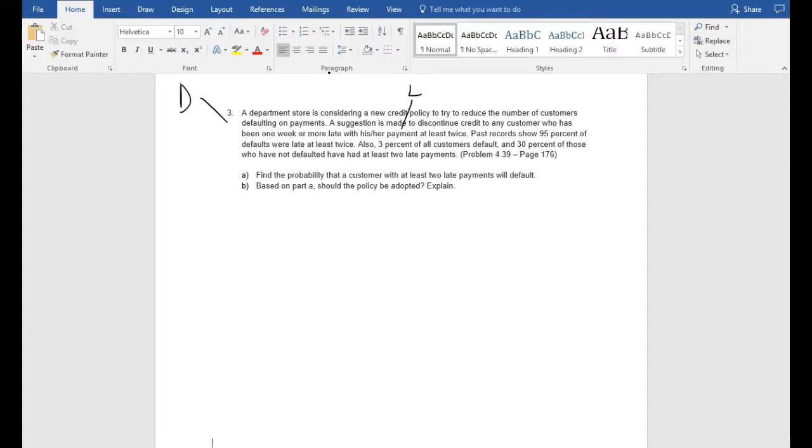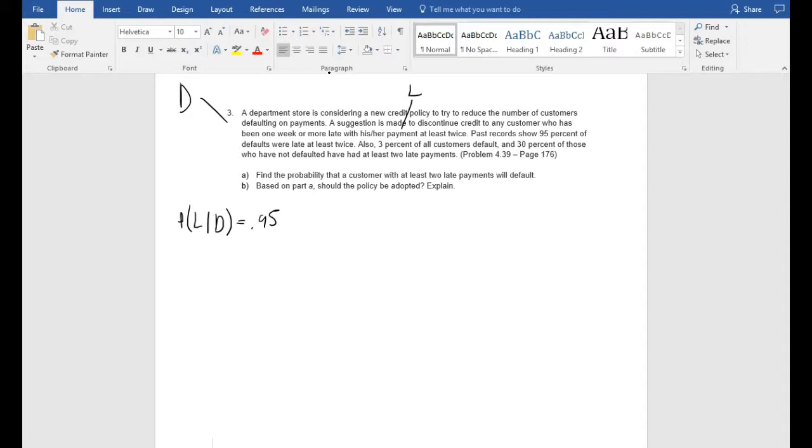A suggestion is made to discontinue credit to any customer who has been 1 week or more late with his or her payment at least twice. So that's considered late. Past records show 95% of defaults were late at least twice. So that would be saying, given that we have a default, 95% are late. So that would be the probability of late given that we have a default, and that's 0.95.